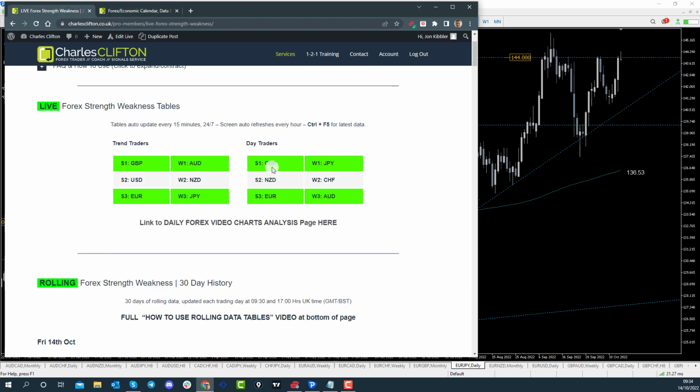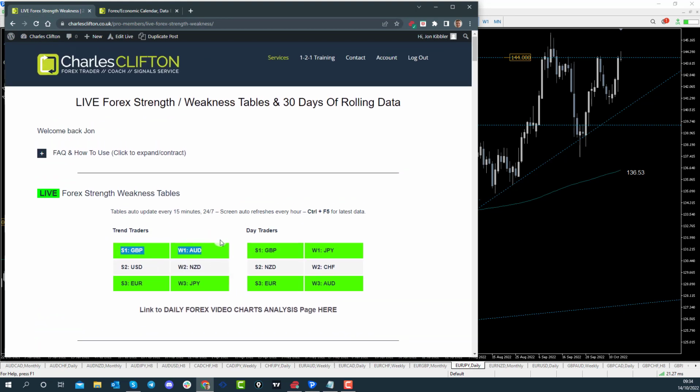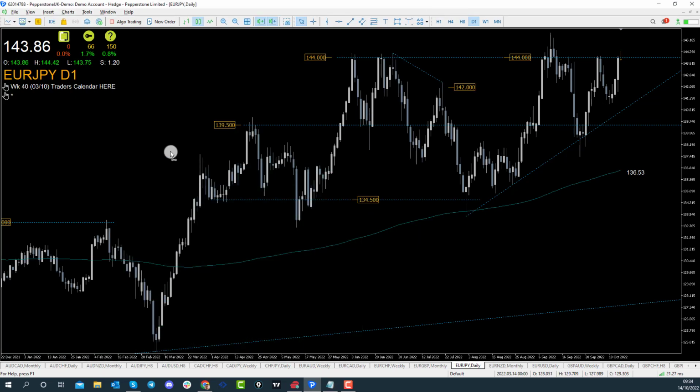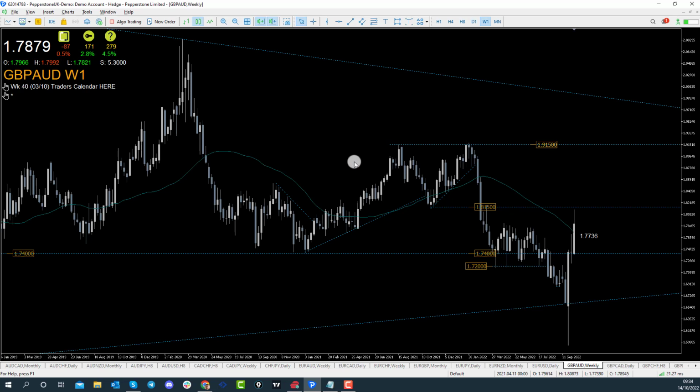Going back to the live Forex strength and weakness tables, then what can we see? Well, pound Aussie is going to be the one we're going to start off with. So let's jump into that. Let's just bring in pound Oz. Here we go. So pound Aussie, you can see the strength coming back into the market recently, breaking through multiple levels of interest.